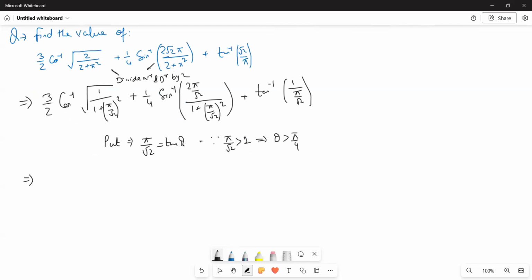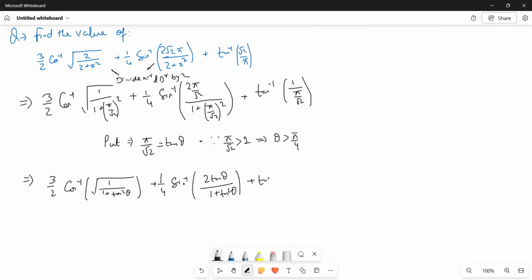Now, after putting this as tan theta, what happens is we get cos inverse of whole root 1 by 1 plus tan square theta, plus 1 by 4 sin inverse of 2 tan theta by 1 plus tan square theta, plus tan inverse of 1 by tan theta.